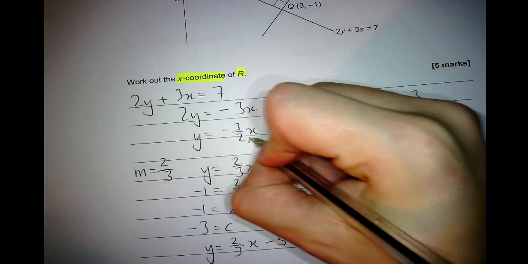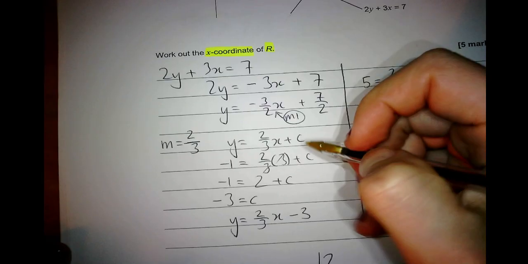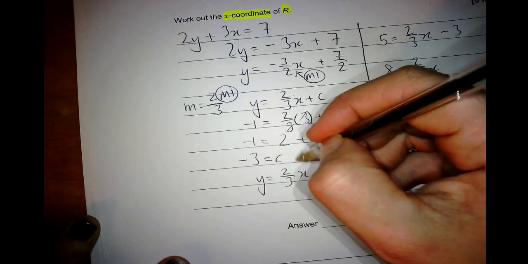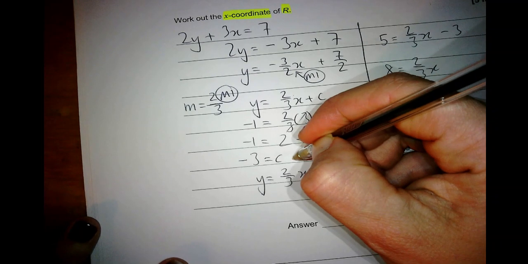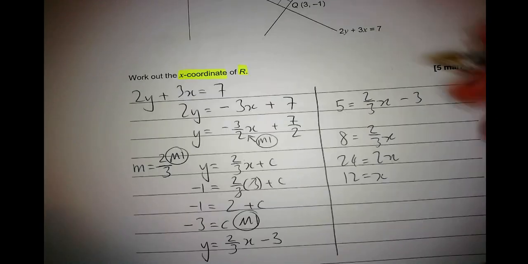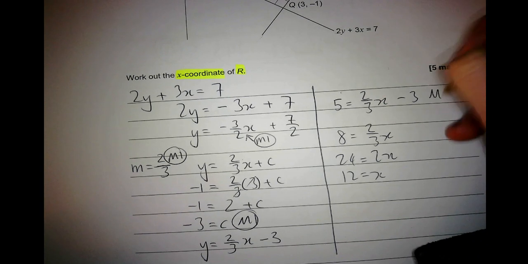You would get 1 mark for working out the gradient is negative 3 over 2. 1 mark for finding the gradient is 2/3. 1 mark for substituting in your point to get c is negative 3. 1 mark for replacing y with 5. And full marks for 12 as your final answer.